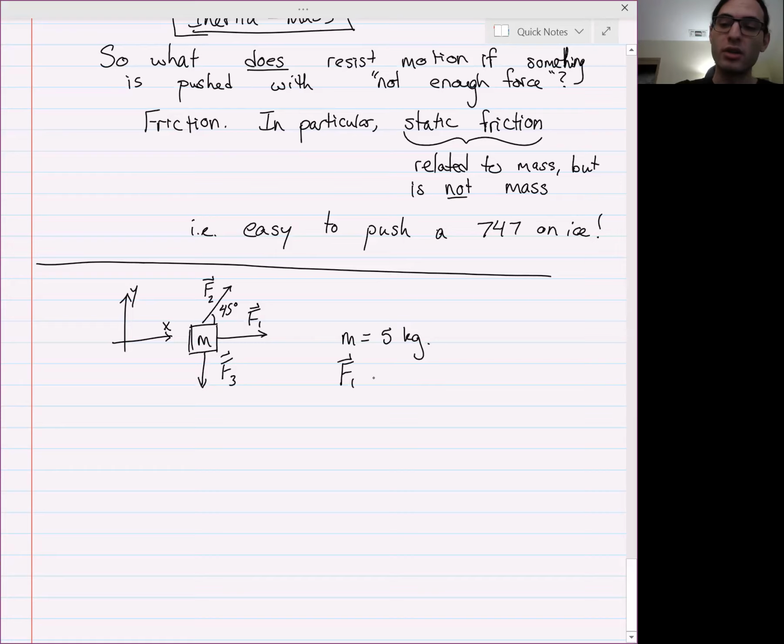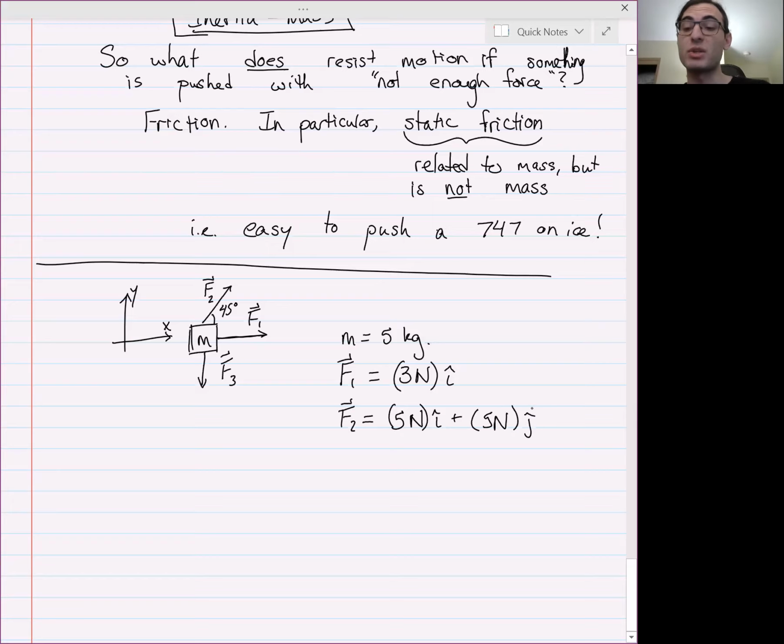So F1, let's just say it's 3 newtons in the i hat direction, since it points to the right, so there's nothing in the j hat direction. F2, and I'm just coming up with these numbers off the top of my head, let's say F2 is 5 newtons in the i hat direction and 5 newtons in the j hat direction. It's 45 degrees, so the force has to be the same amount in the x and y directions. If I had only given you the magnitude, we could have worked this out.